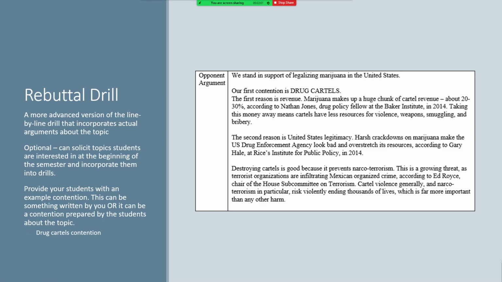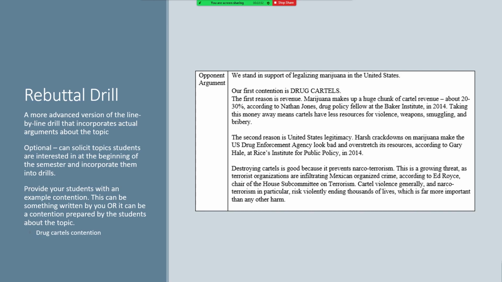So we talked about flowing practice, and we talked about line-by-line practice. This drill is designed to target the process of putting together a rebuttal, and specifically identifying which part of a contention an argument is talking about. So that's the part of the discussion where we talked about uniqueness, link, and impact.